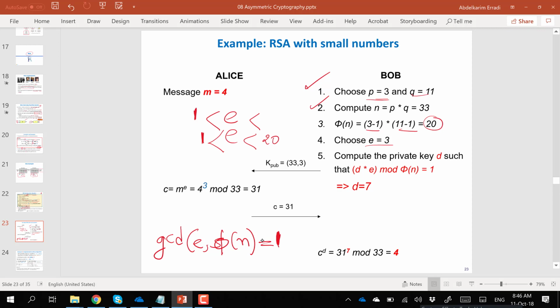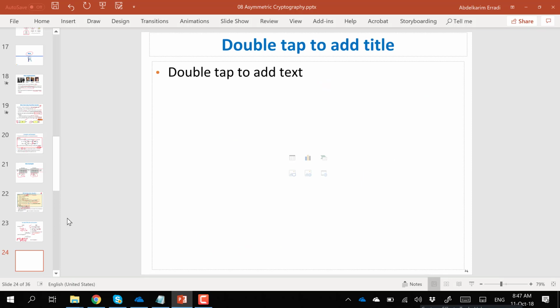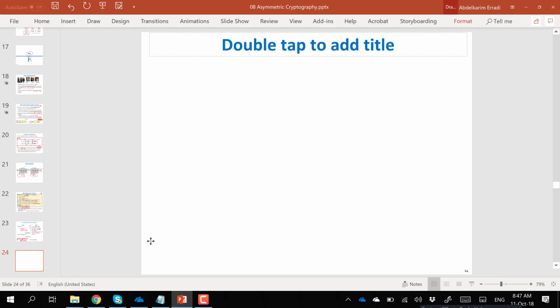Are you following? Now, in this greatest common divisor, what is E? 3. And what is phi n? 20. What we need to find is the common divisor between these two. What is the highest number that can divide both numbers? What do you think? If you want an algorithm to do it, you just need to go back 2,300 years, and Euclid had an algorithm to do this.